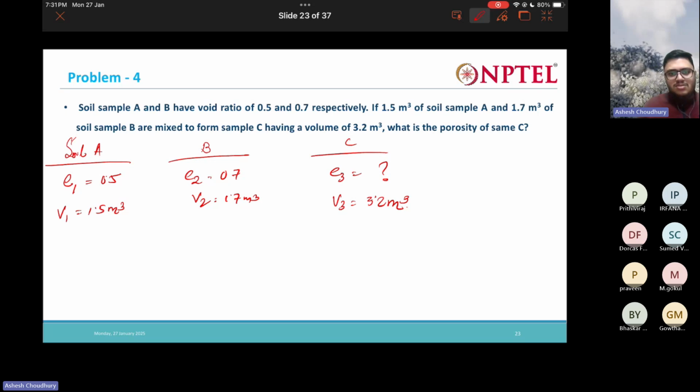See, try to check how much you are getting. When you take one volume A and B and you mix it, obviously the void ratio will change, right? And obviously, you cannot add void ratio to void ratio, isn't it? It is not logical, right? See, you try to solve. See how much you are getting. Then you will solve it.